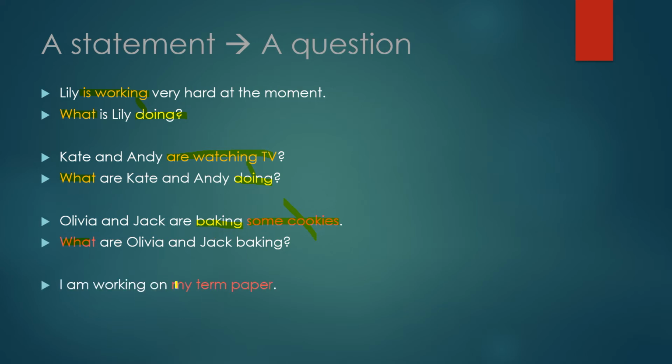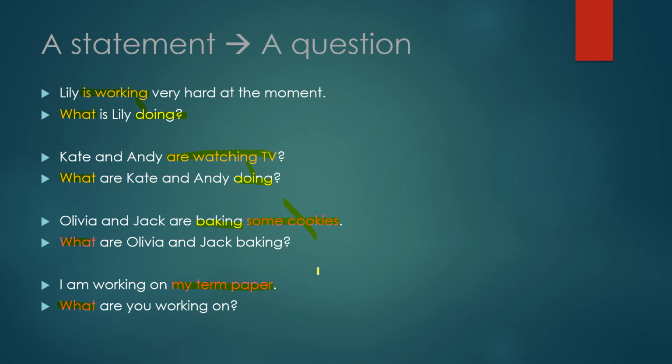I'm working on my term paper. We do not know what the person is working on, but we do know the person is working on something. So we say, what are you working on? What to replace for the things that we cannot say. What are you working on? And the person will say, I'm working on my term paper.